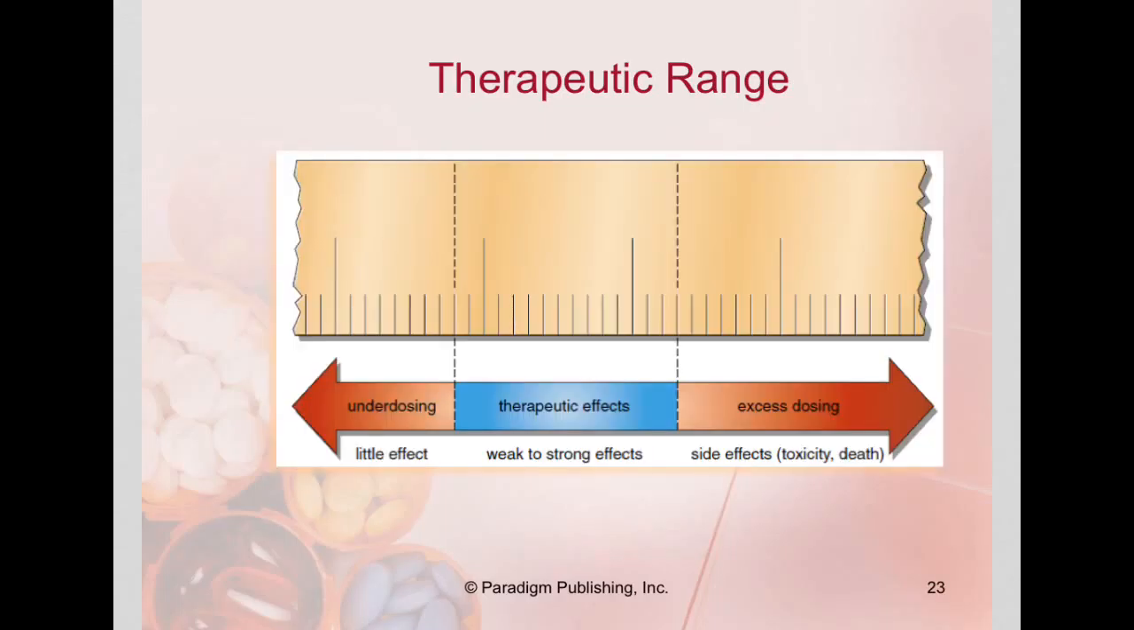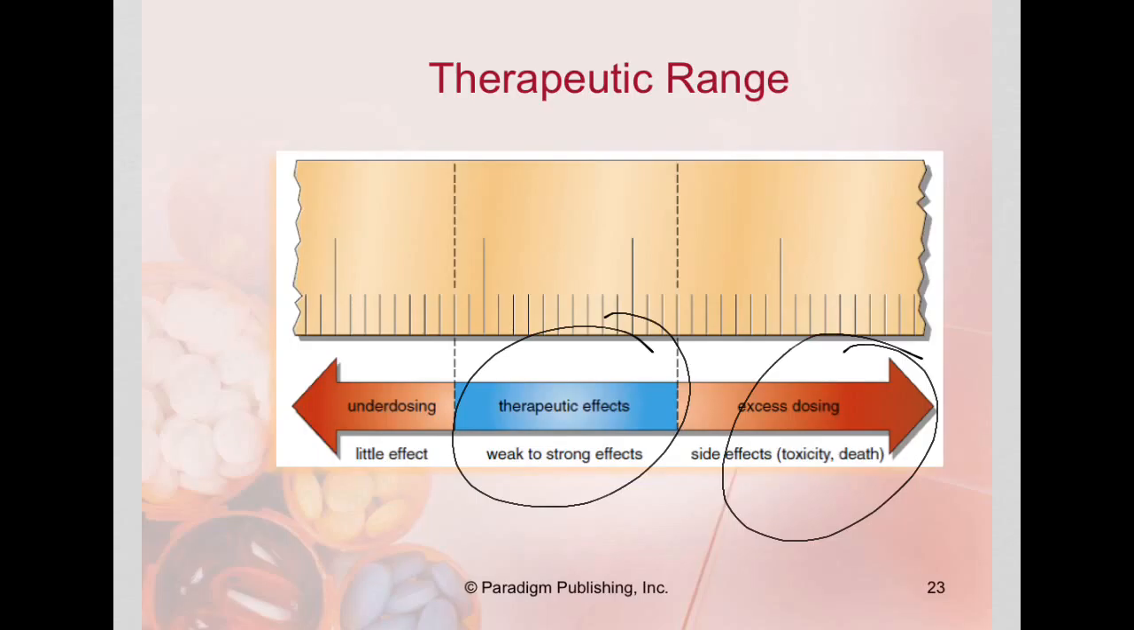This is just another little chart that's on page 31 of the therapeutic range. That blue area right in here is the therapeutic effects. Given drugs in that dose range will give either weak to strong effects depending on the dosage. Given a dose under that will be underdosing. It won't give enough effect in the body. Given over here is excess dosing. That can be an overdose, toxicity, death, things like that they may have to have a code for. You might have to have reversing meds on hand for things that way.